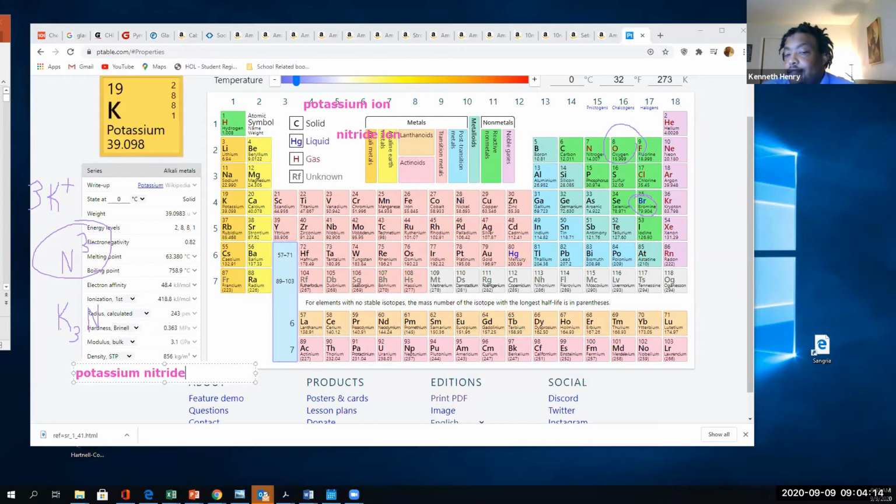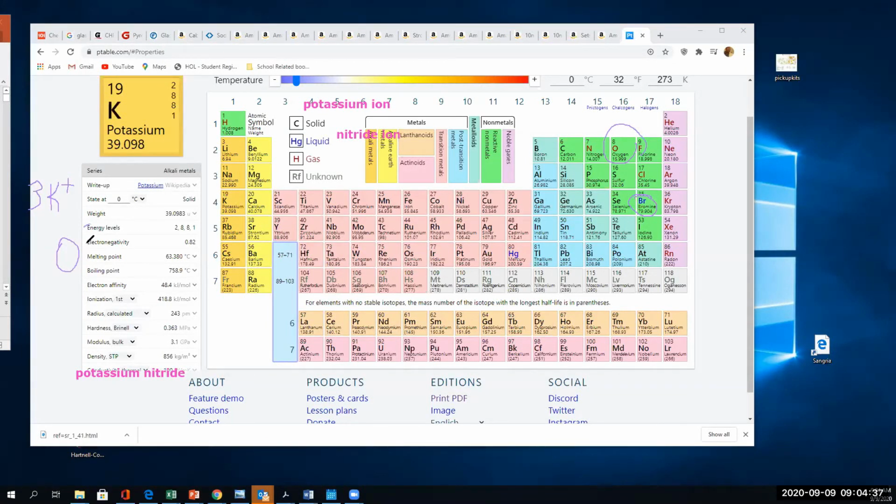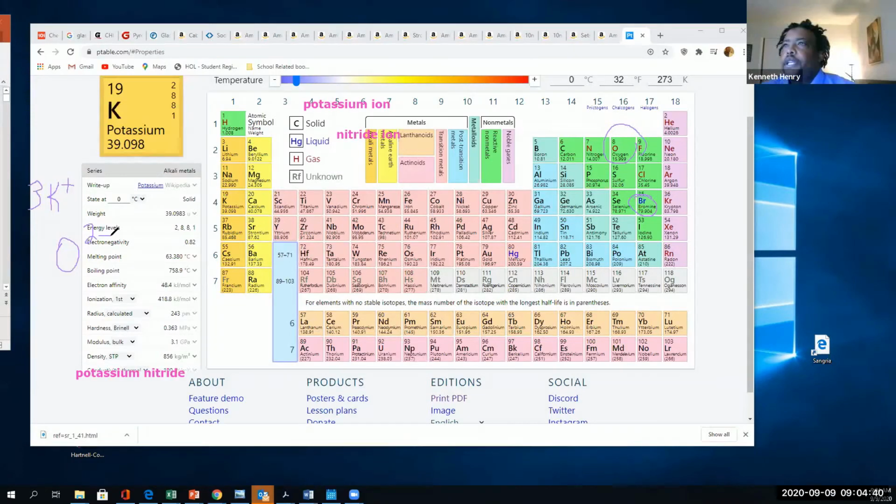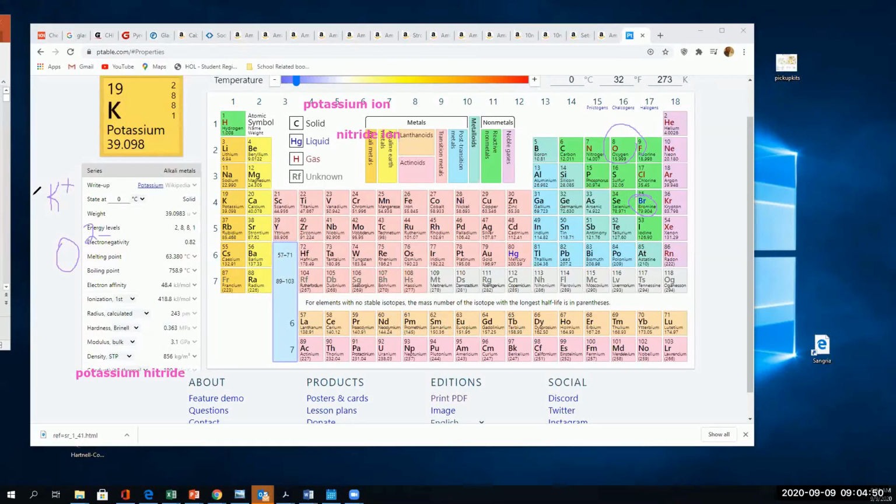Are you good? Simple? Yes. Okay. So I'm going to test you back. Let's go back to that oxygen molecule. So we said oxygen is going to have what charge? -2. Okay. So the chemical formula again would be what? How many potassiums am I going to need to balance it out? 2.